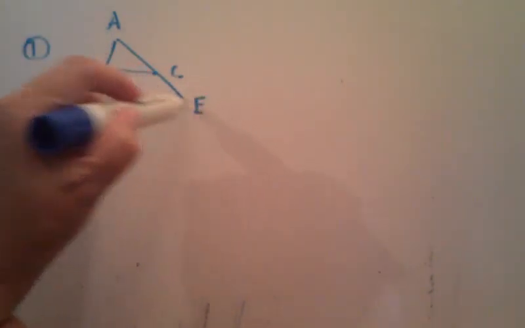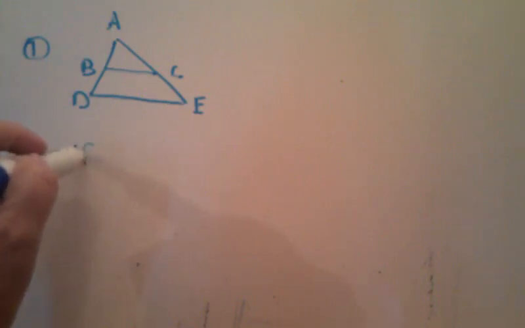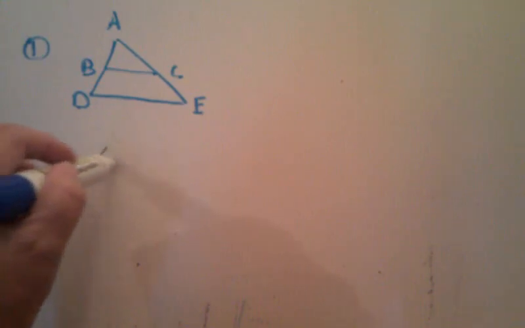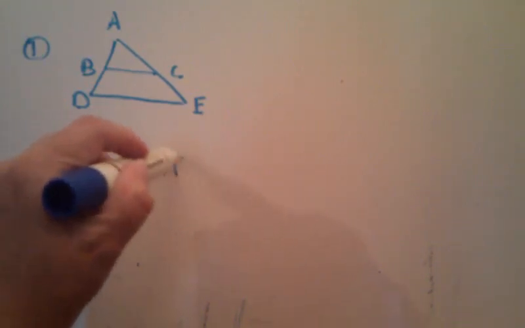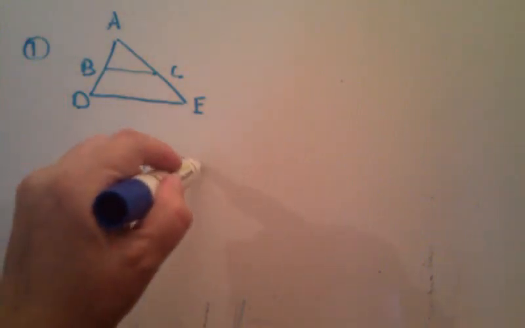This is number 1. Number 1 has a picture. It looks like this. This is A, B, C, D, E. Okay, if these two lines are parallel, then triangle, okay, I'm not going to write that. Assuming that these two lines are parallel, triangle DAE is similar to what triangle?